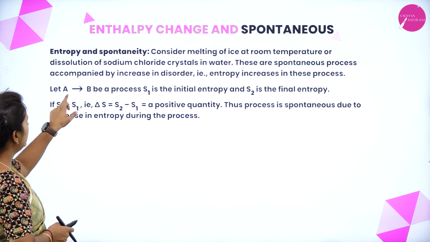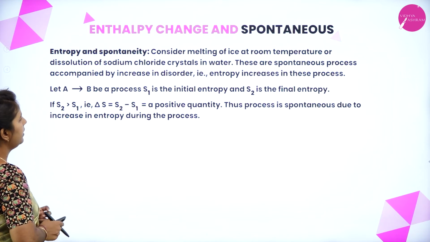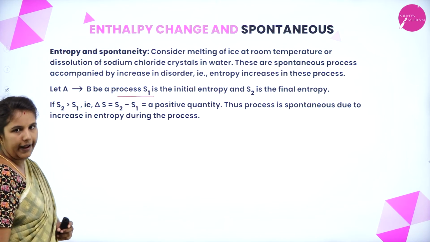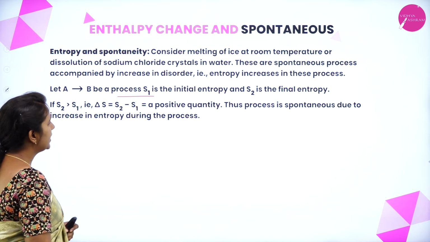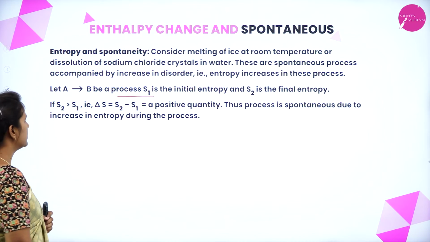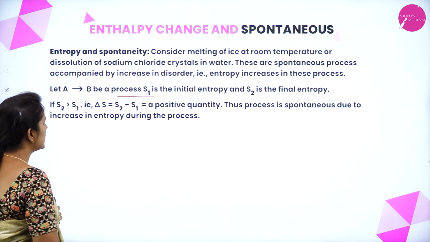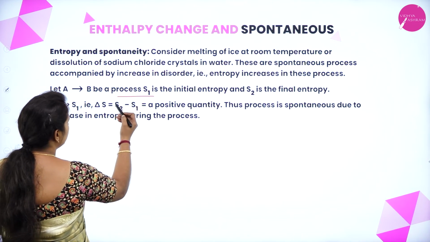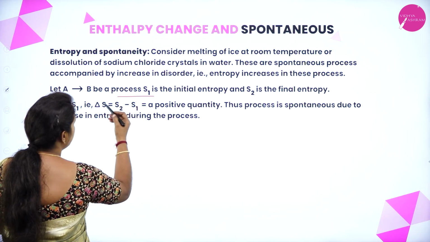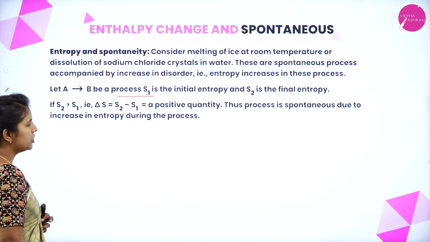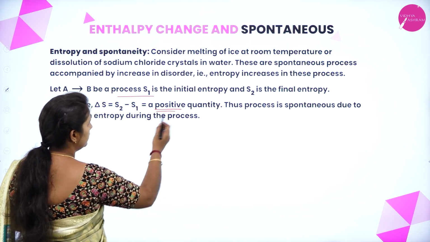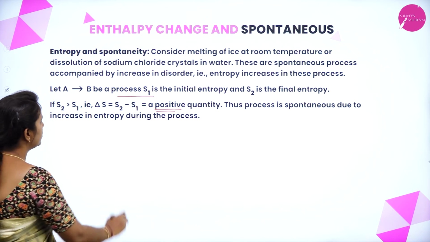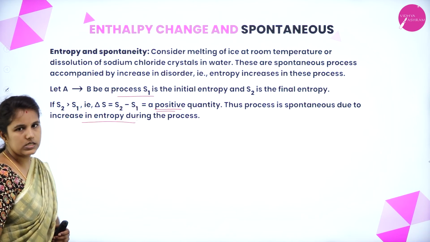Let us consider A giving rise to B. For the process, S1 is the entropy of the initial state and S2 is the entropy of the final state. The change in entropy is given by S2 minus S1. So, if you take S2, the entropy at the final state, minus the entropy at the initial state, you get a positive value. Thus, the process is spontaneous, with an increase in entropy of the system.